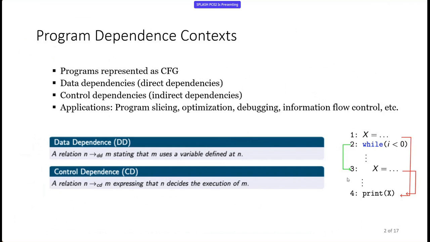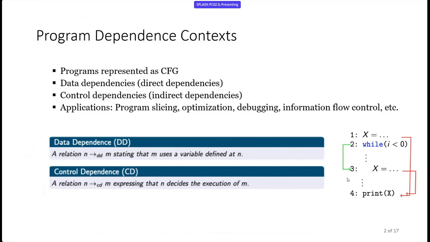Usually we represent programs as control flow graphs, and then many applications of static analysis, such as program slicing, program optimization, debugging, or information flow control, require computing control and data dependencies. Data dependencies capture the direct dependencies in the program. If one statement is data dependent on another statement, it means that the first statement is using a program variable defined by the second one.